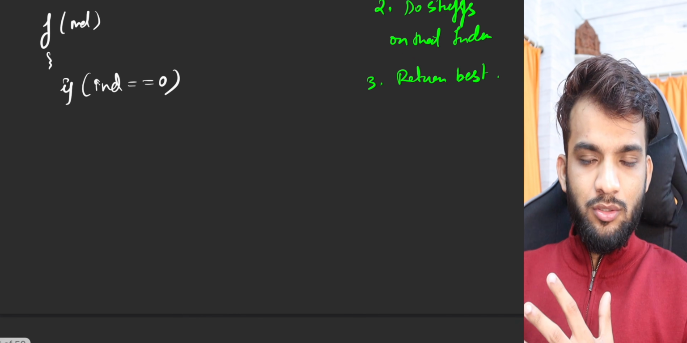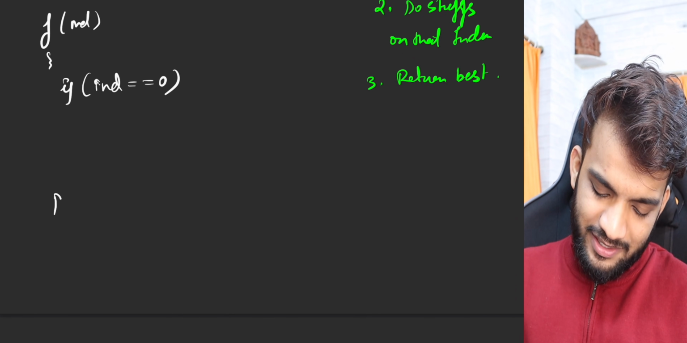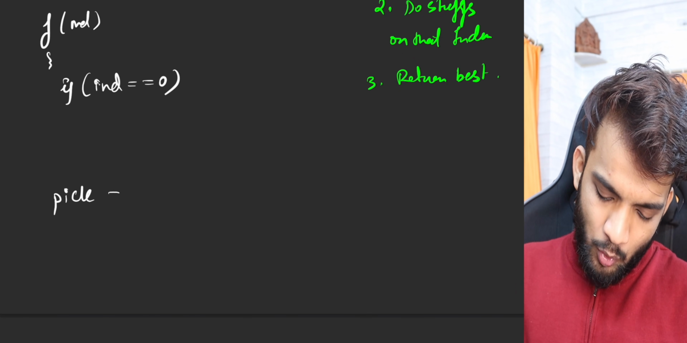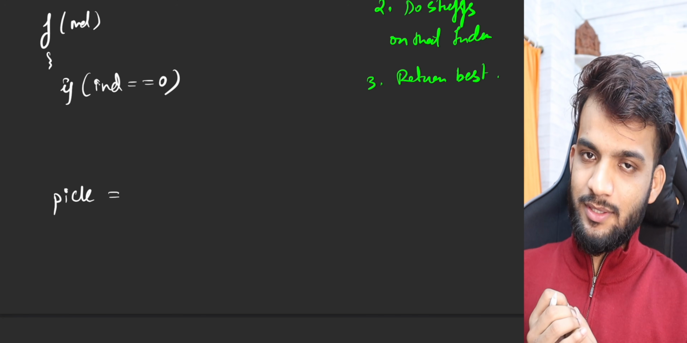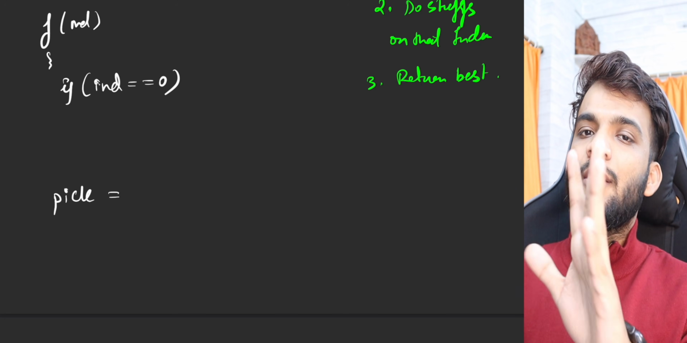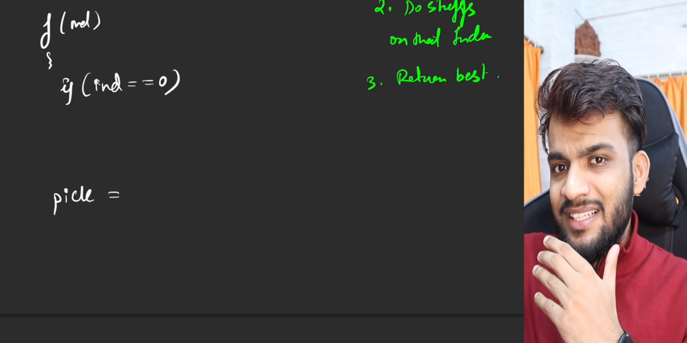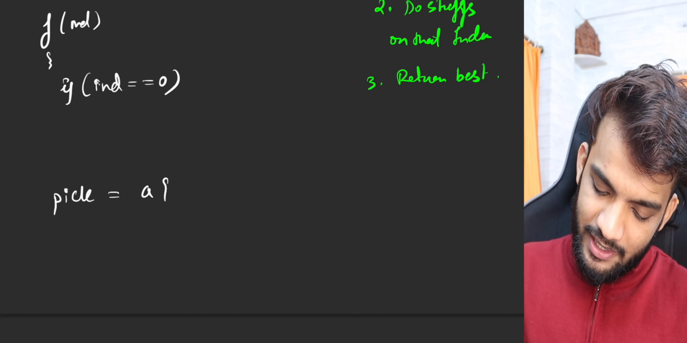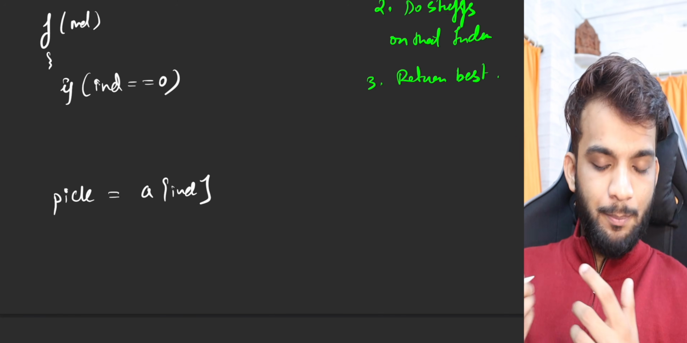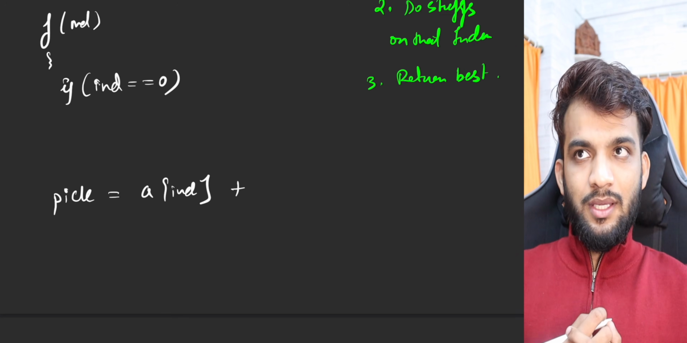Now in recursion, we know in order to print a subsequence, you have a pick, which states take this element into your subsequence. So if you take this element into your subsequence, the sum has to increase, and the sum will increase by a of index. Perfect.